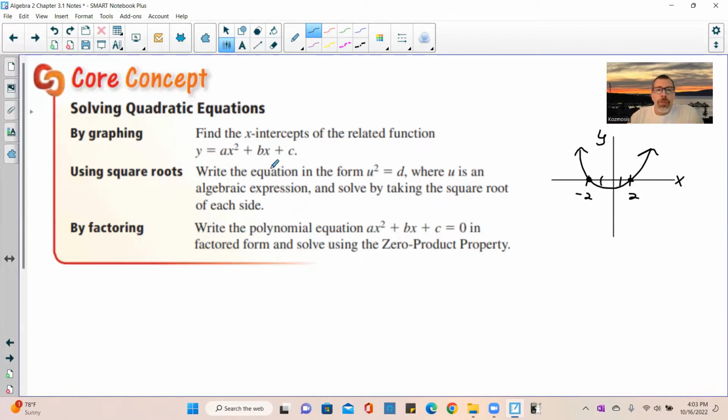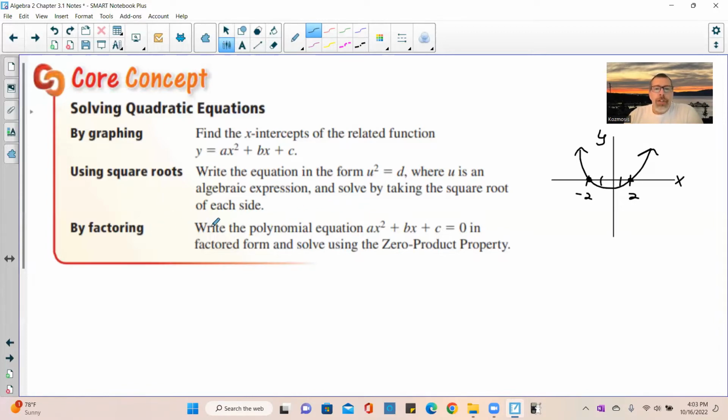Using square roots. So we're going to write the equation in the form u squared equals d, where u is an algebraic expression, and solve by taking the square root of each side. Okay, this kind of is leading up to calculus, where they do what's called u substitution for finding derivatives. So everything is leading up to something else in math. We're always building. So u squared equals d, and we take the square root of both sides to find u.